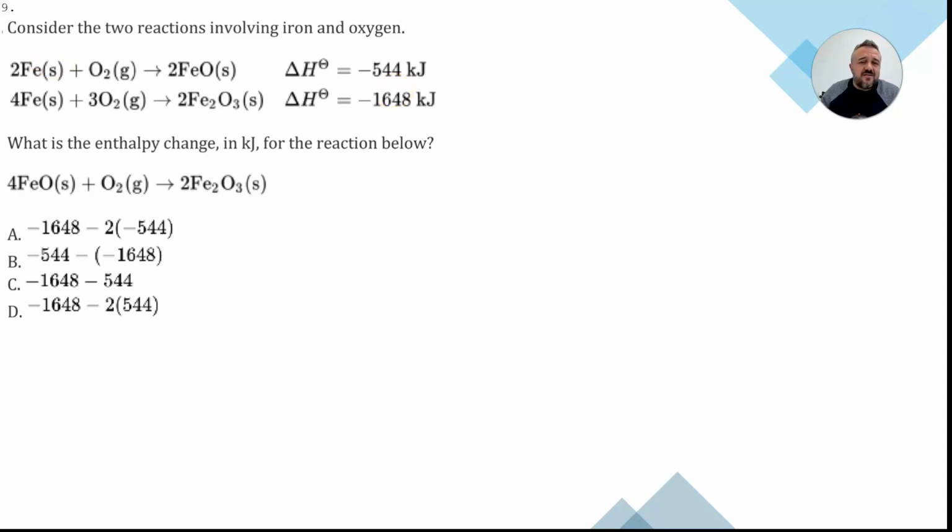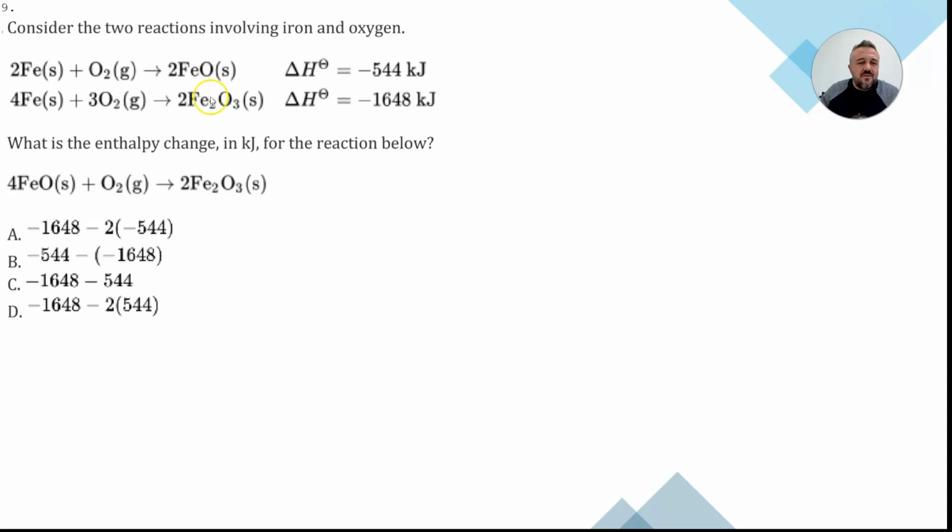Okay, so consider the two reactions involving iron and oxygen. We have 2 Fe plus 2 oxygen molecules gives you 2 FeO, ferrous oxide. It's exothermic, at minus 544 kilojoules. Over here we have 4 Fe plus 3 O2 goes to 2 Fe2O3, and see how they are different. That means they are different oxidation states of iron, and this gives us a negative 1648.